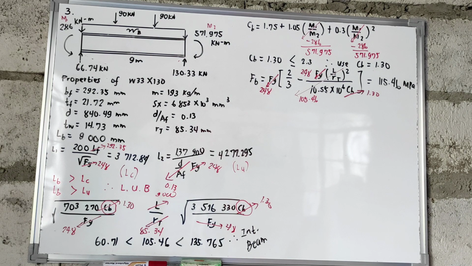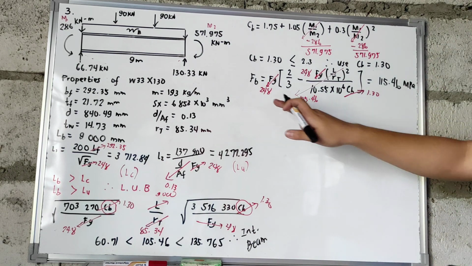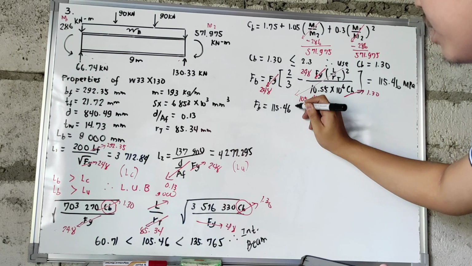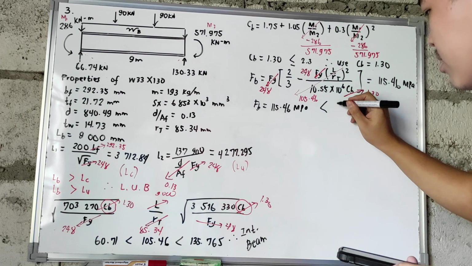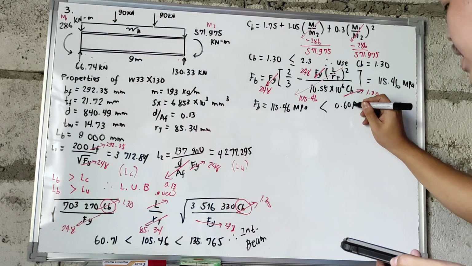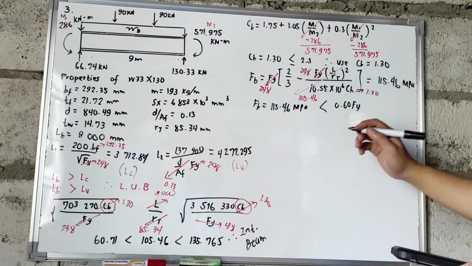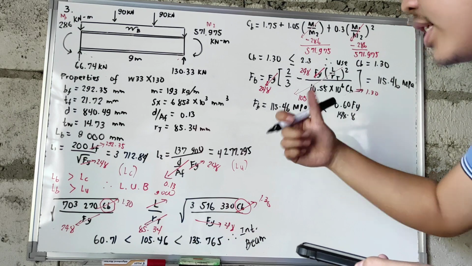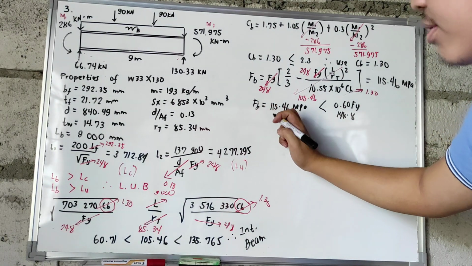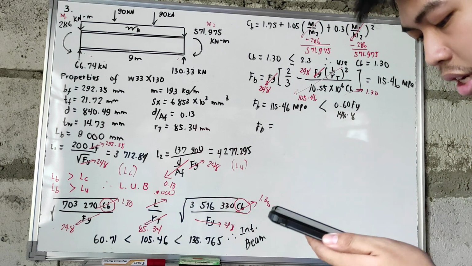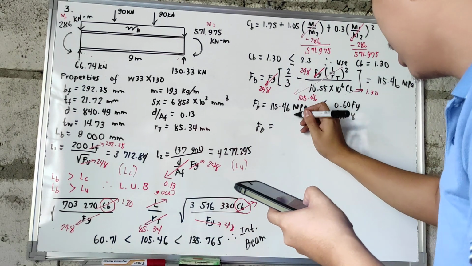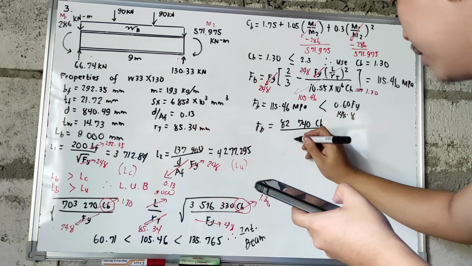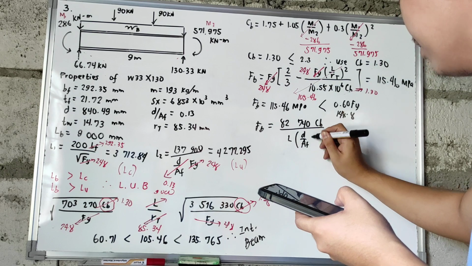Megapascal. Ngayon naman, etong nakuha nating F sub B, 115.46 megapascal, that must be less than to the value of 0.60 Fy kasi nga, ito yung pinakamataas na ordinate natin, which is equal sa 148.8. Since less than siya, okay. So, proceed tayo sa susunod. Ito yung isang FB natin, which is equal to 82740 CB over L multiply D over A sub F.